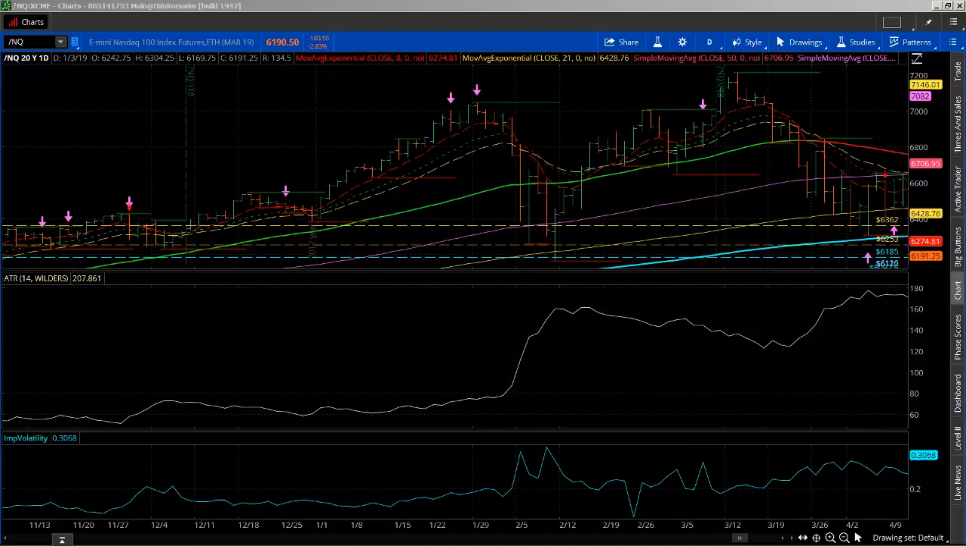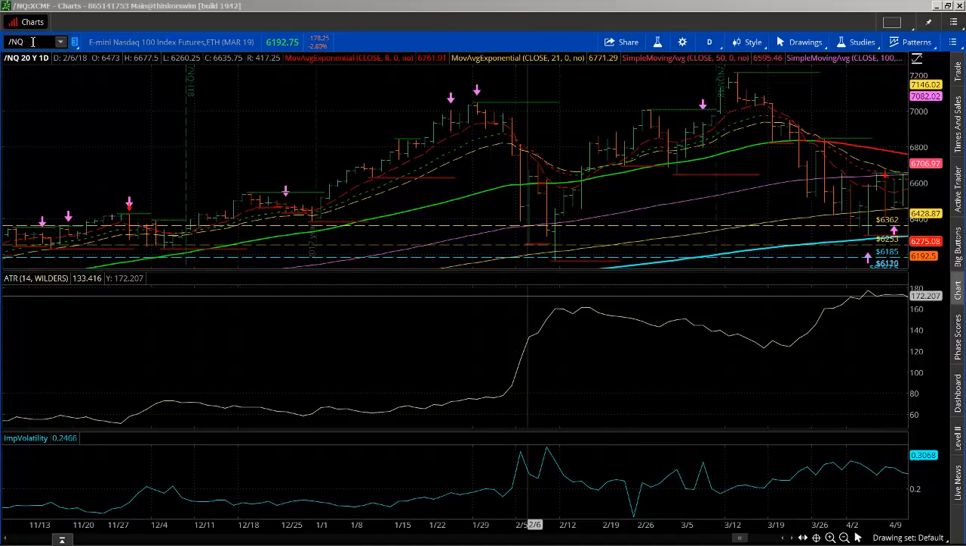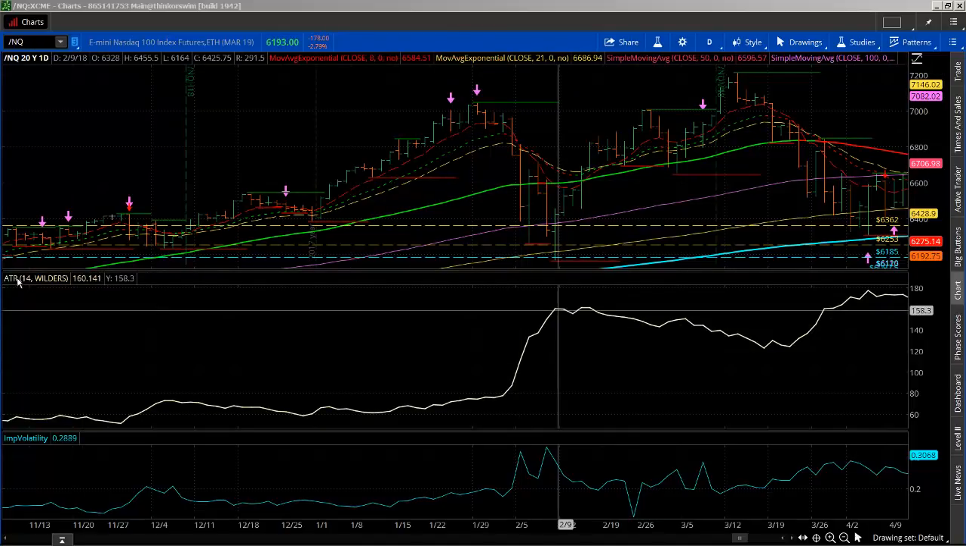Wanted to show you this video for one of the better strategies to use when you're trading in a high volatility market like we're in now. If you look here, this is the NASDAQ 100 futures, and this is what we call ATR, average true range, based on a 14-period moving average.